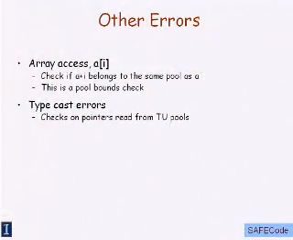In case of other memory errors like array access errors, like say A of I, we're going to check that A plus I belongs to the same pool as A. Now this is different from a bounds check, because that pool can have 2 or 3 different arrays. What we are checking is that after arithmetic, we are pointing into the same pool or not. We're not checking a pointer points to the same array or not.